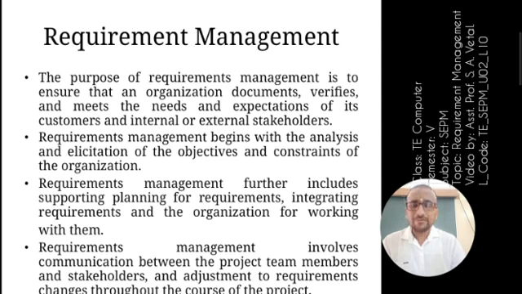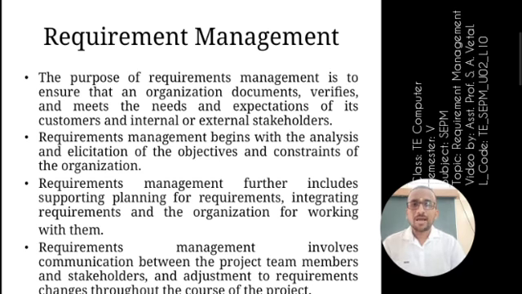Generally, requirement management begins with the analysis phase, from the beginning, where we analyze the requirements provided by the different types of stakeholders. From that phase only, we manage those requirements, right? So requirement management begins with the analysis and elicitation phase of objectives and constraints of the organization. From the very beginning of requirement gathering, this phase starts.